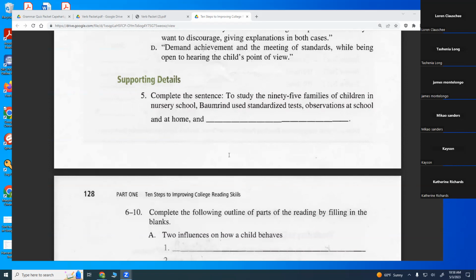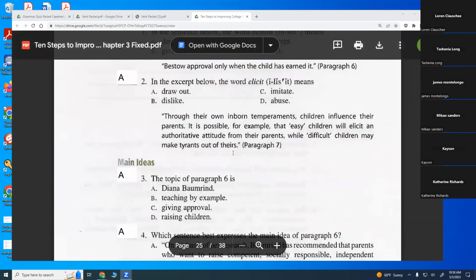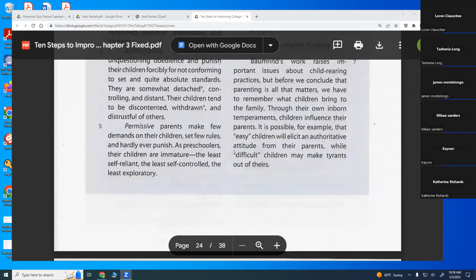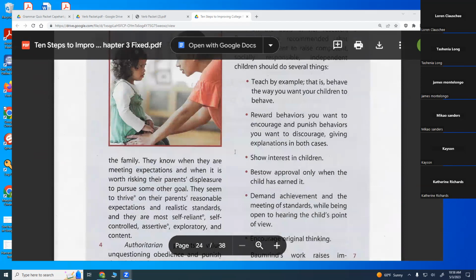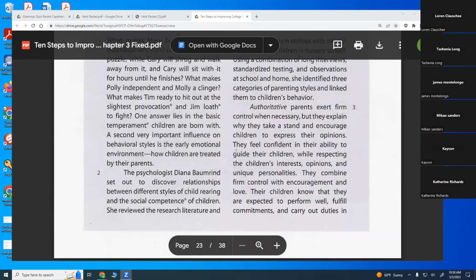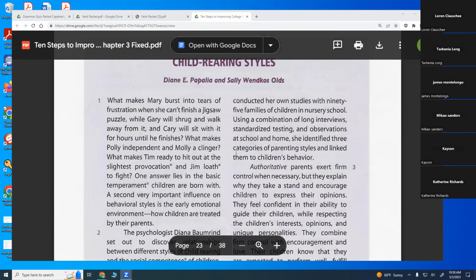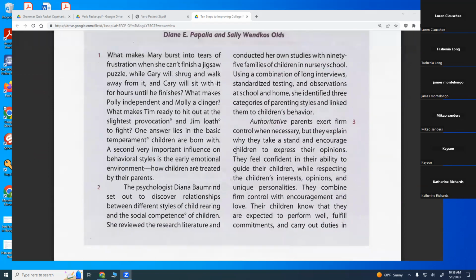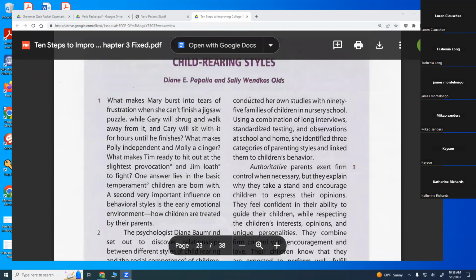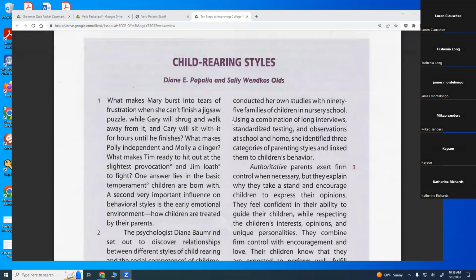Baumrind used standardized tests, observations at school and at home, and there's something missing, so we just zoom up here. We scan for 95 children. I kind of remember where it is, on top here. So here we look at the sentence. Now we figure out what's missing.